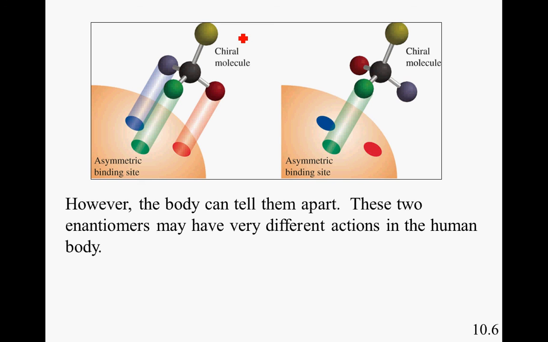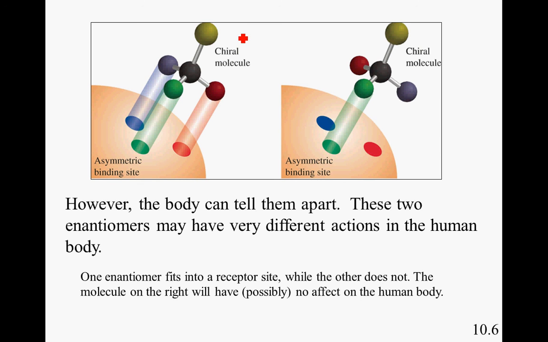The body can tell them apart, however. These 2 enantiomers have very different actions on the human body. One enantiomer fits in the receptor site, while the other one does not. The molecule on the right will possibly have no effect on the human body. A lot of times both enantiomers will be formed during the production of the drug. It may be crucial to separate them before sending it out to the public.